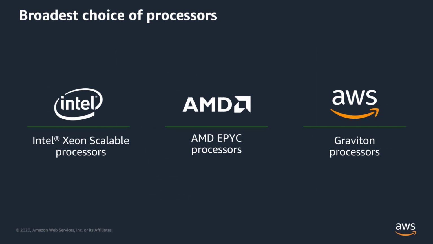That choice also includes the broadest choice of processors. So Intel Xeon scalable processors make up the majority of the EC2 fleet today. At the end of 2018, we introduced AMD EPYC-based instances, and a short while ago we added the C5A instance to the AMD family, which introduced the AMD EPYC Rome second generation of processors. And at the end of 2018, we also introduced our AWS Graviton processor. And AWS Graviton is going to be the focus for the remainder of this webinar.